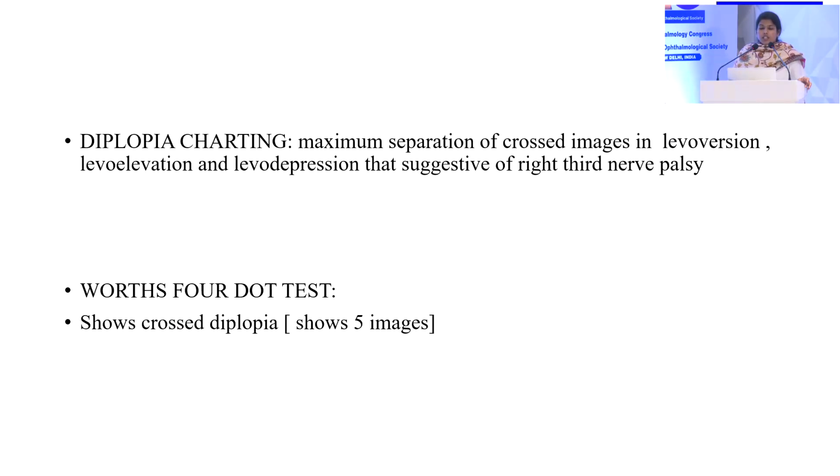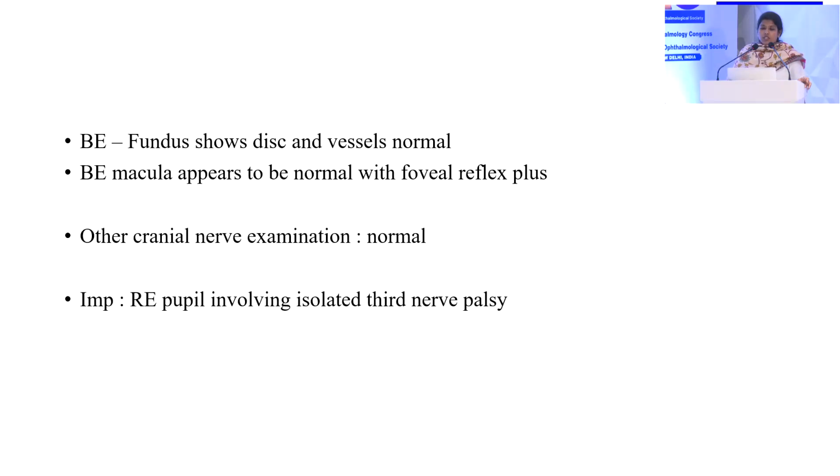On diplopia charting, maximum separation of crossed images was in levoversion, levo-elevation and levo-depression, which is suggestive of right third nerve palsy. The Worth's four dot test showed crossed diplopia, showing 5 images, and both eye fundi showed disc and vessels normal, and both eye maculae appeared normal with foveal reflex present. Other cranial nerve examination was normal, and the impression was right eye pupil-involving isolated third nerve palsy.